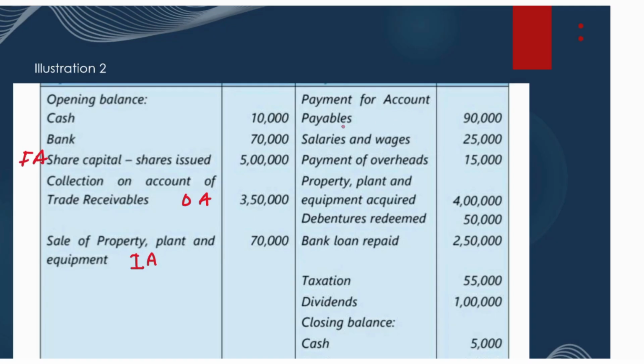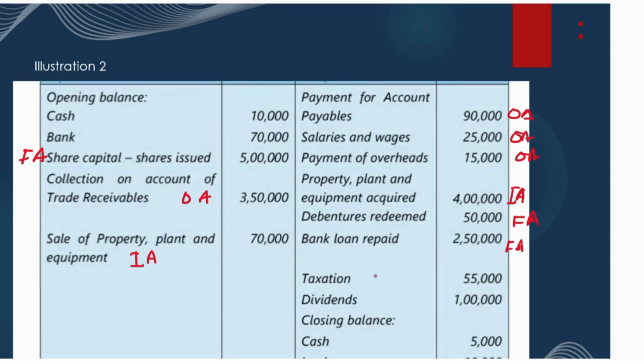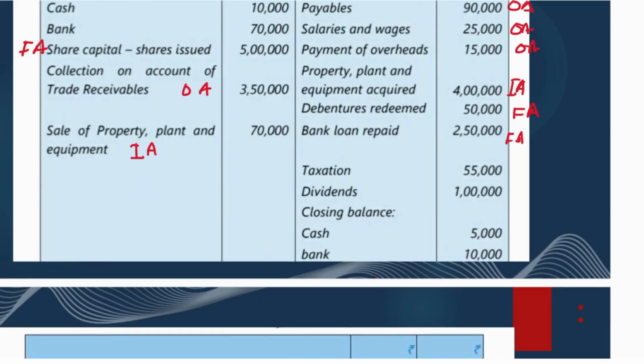Now if we look at the payment side, we have accounts payable, which means operating activity. Salary and wages, again operating activity. Payment of overheads is again an operating activity. For PPE, we have to record it in investing activity. Next is your debenture redeemed, which is 50,000, right? This comes under your financing activity. Next is the bank loan repaid, so it is going to be recorded in the financing activity. Next, for taxation, you have to deduct it from your operating activity.